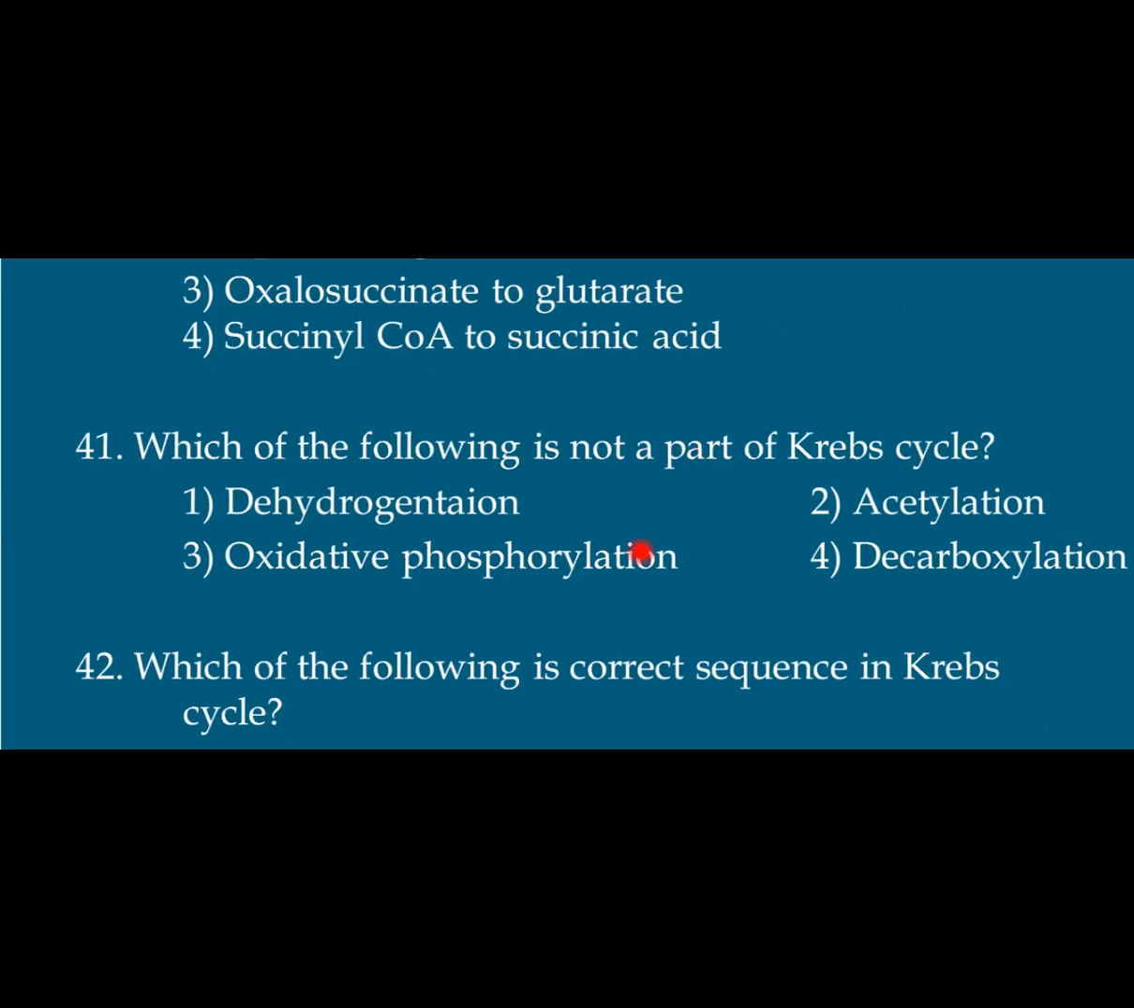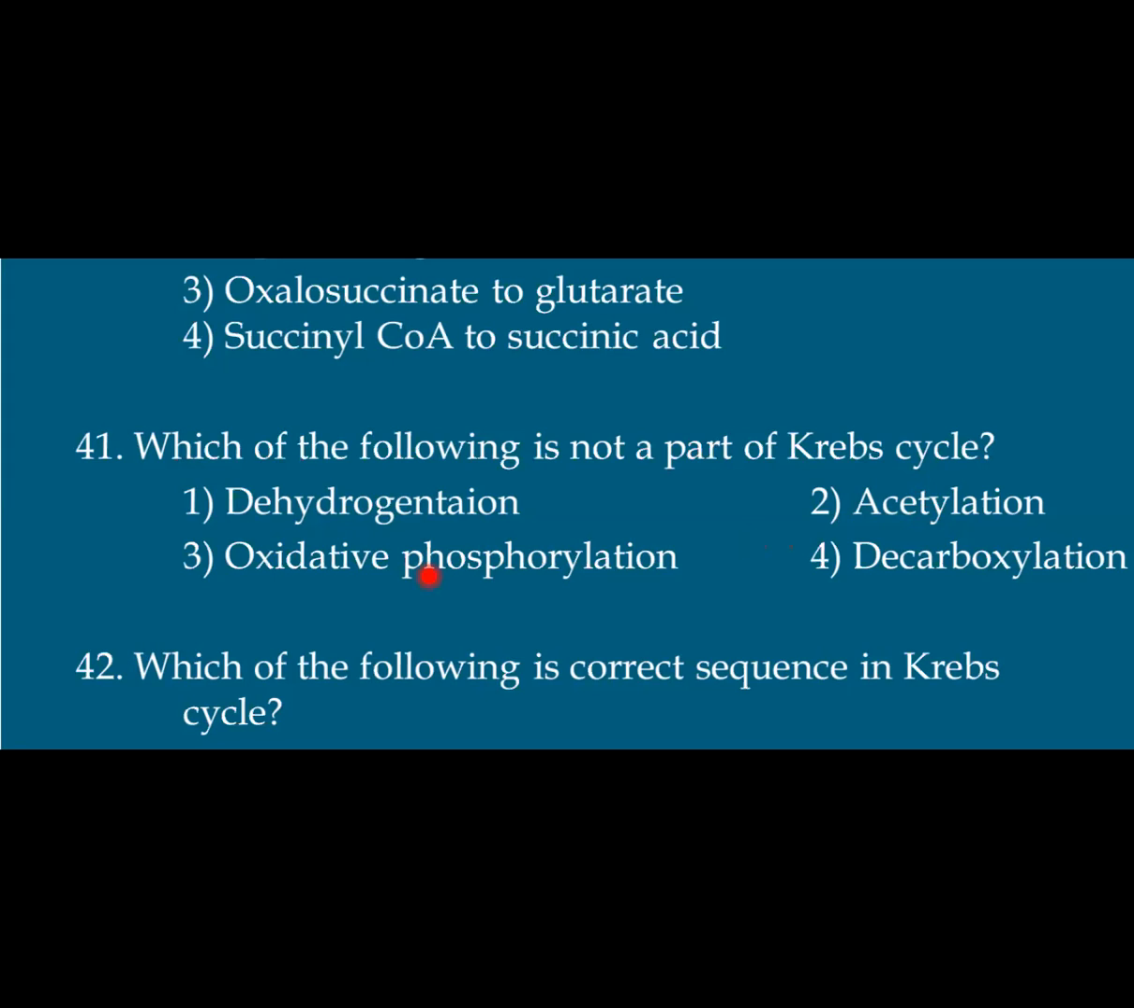Question number 41. Which of the following is not a part of Krebs cycle? Option 1, dehydrogenation. Option 2, acetylation. Option 3, oxidative phosphorylation. Option 4, decarboxylation. So students, you have to be very careful here. Option 1, dehydrogenation, will never be the answer here, because dehydrogenations occur in many steps of Krebs cycle. Acetylation occurs prior to entry of acetyl-CoA into the Krebs cycle, so this can be your answer.